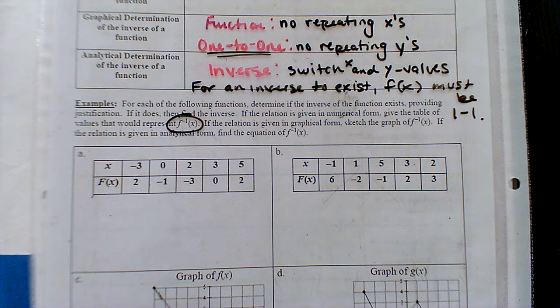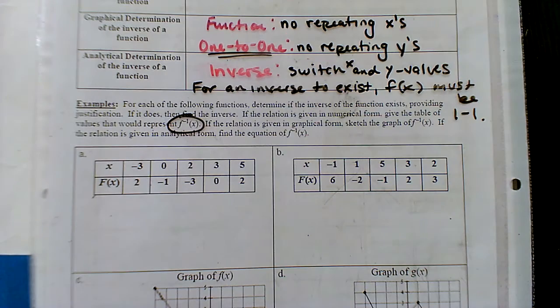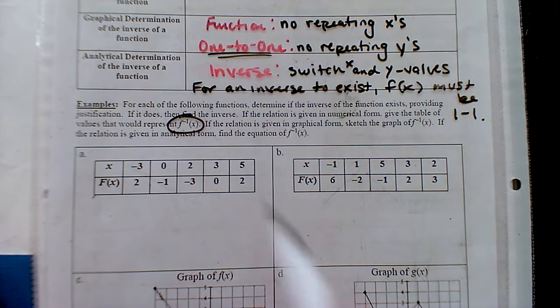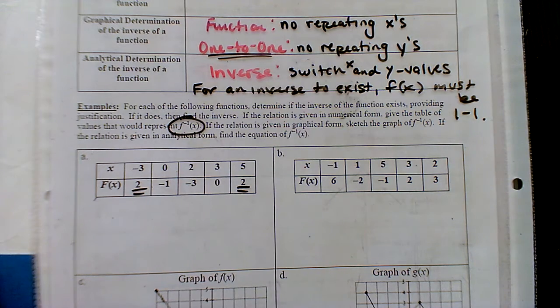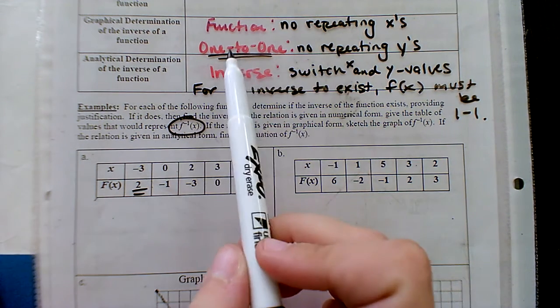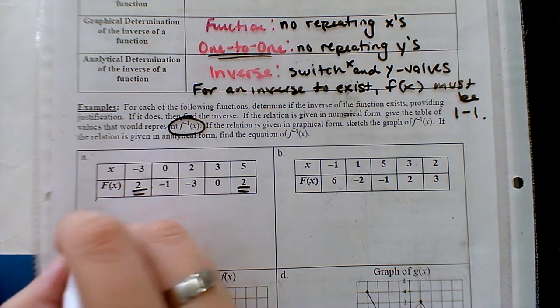What do you think? Is it one-to-one? Is it not? How do you know? Maybe think of the key concepts that I jotted down from yesterday. Yeah? It's not, because there's 2 repeats in the table. There we go. We have a repeating y value. And we said a one-to-one has no repeating y values. So if you have repeating y values, you're not one-to-one.